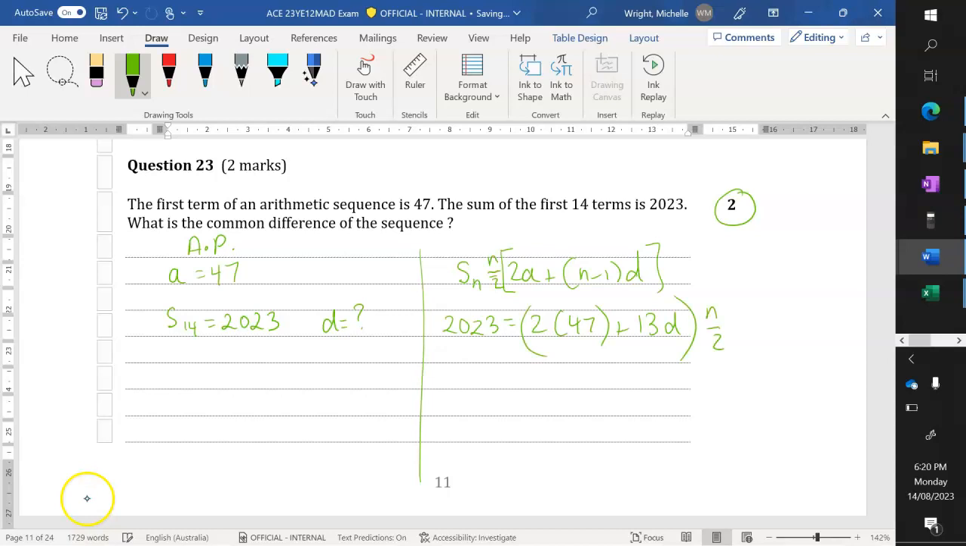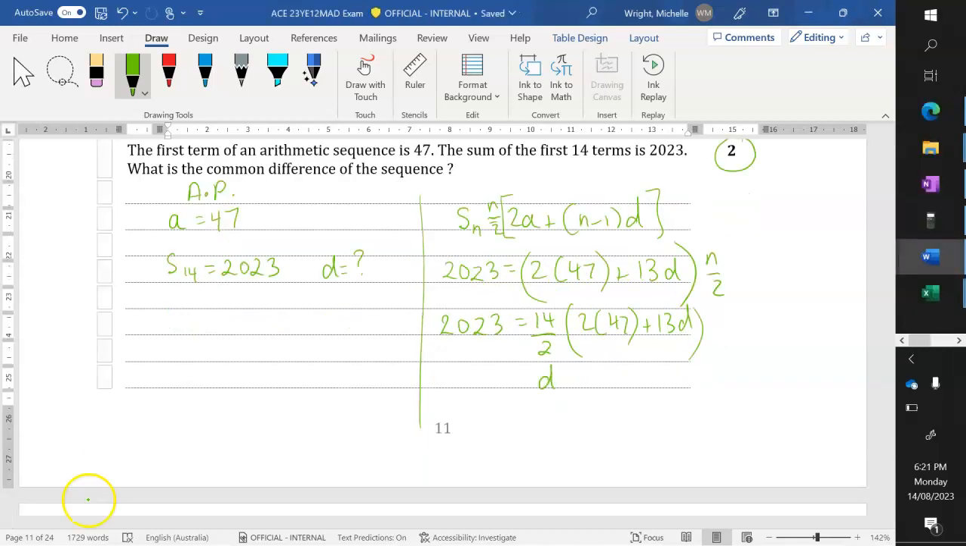Nearly forgot that. So that shows how easy it is to make a mistake on that formula. So my n over 2 is 14 over 2, times 2 times 47 plus 13D. Rearranging that, you'll get D is 15.